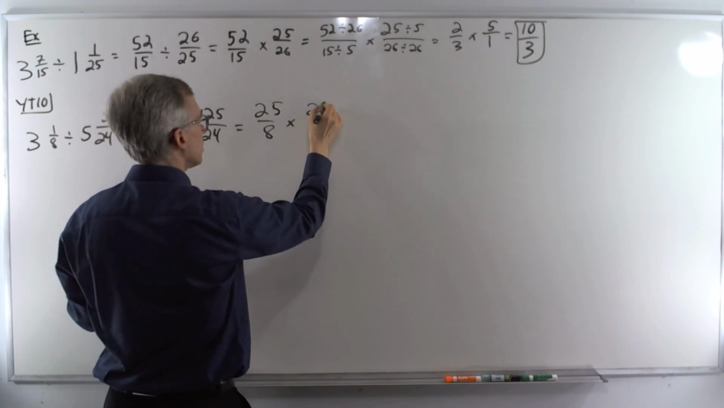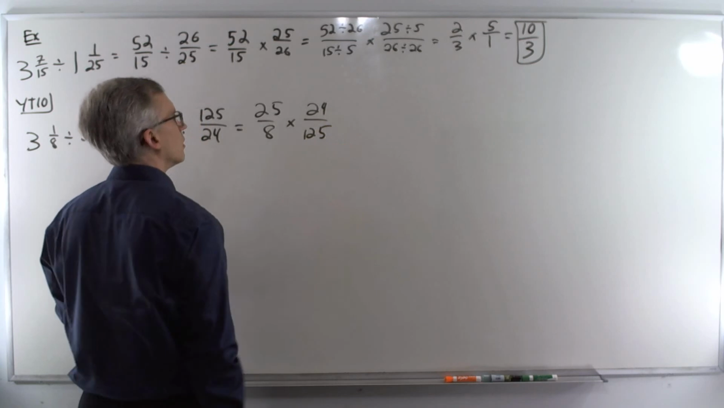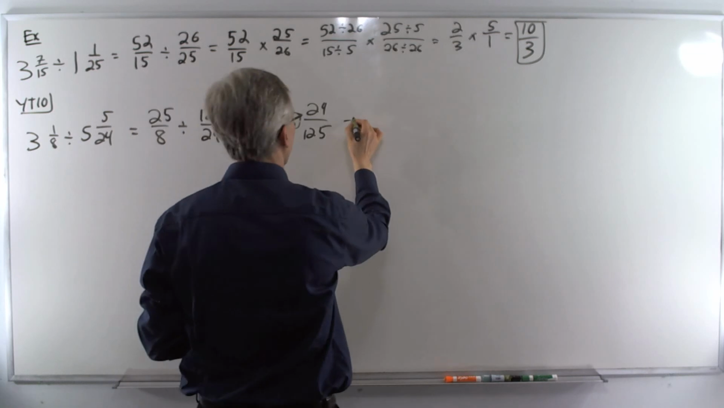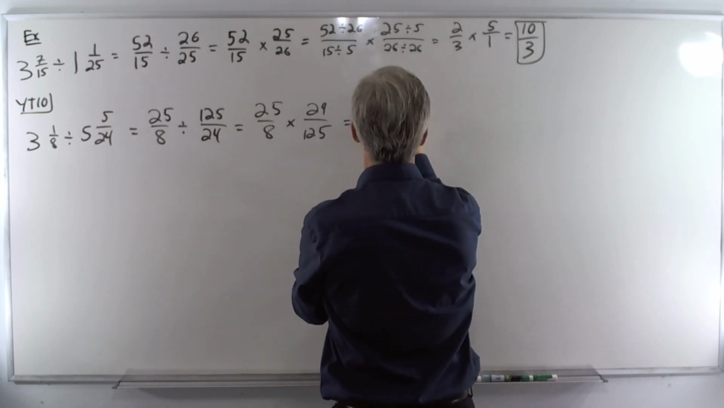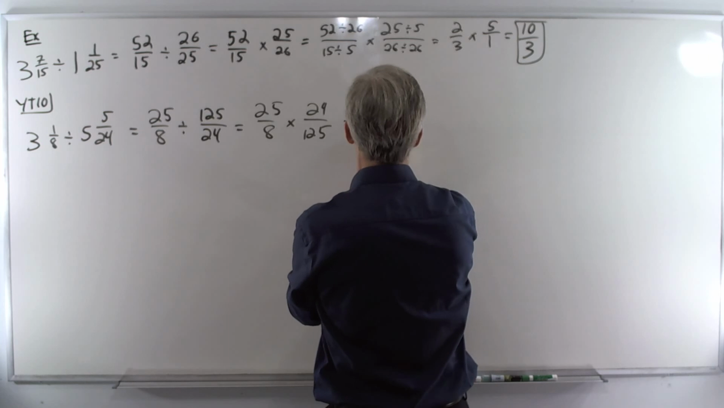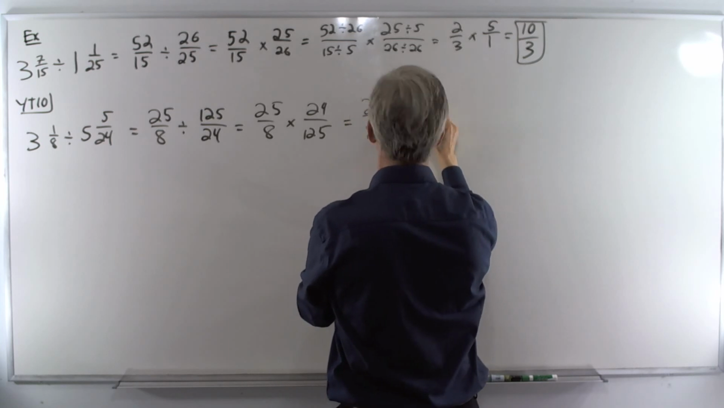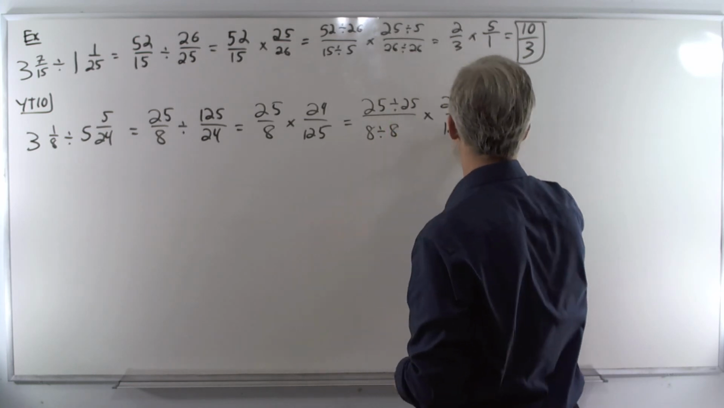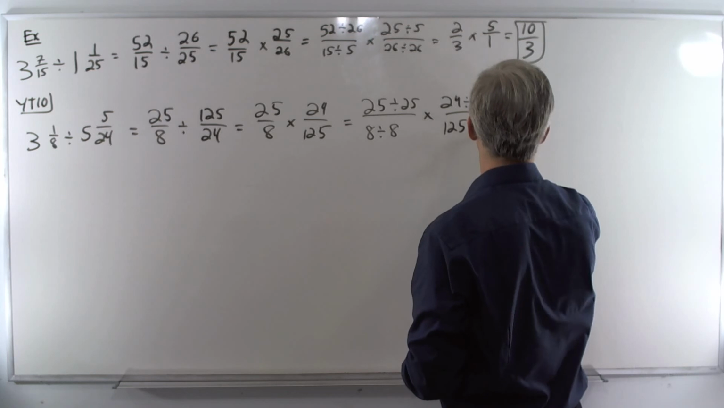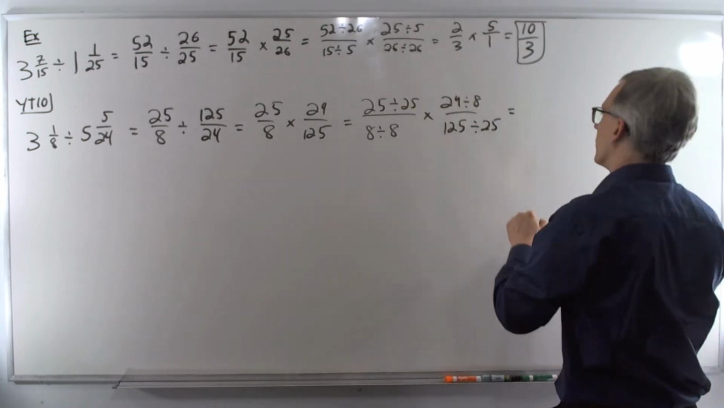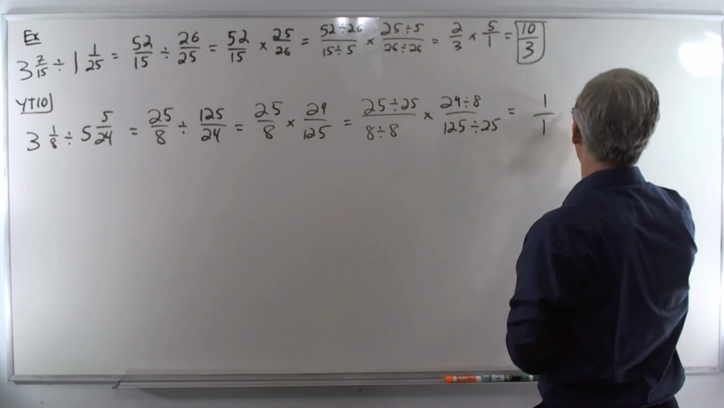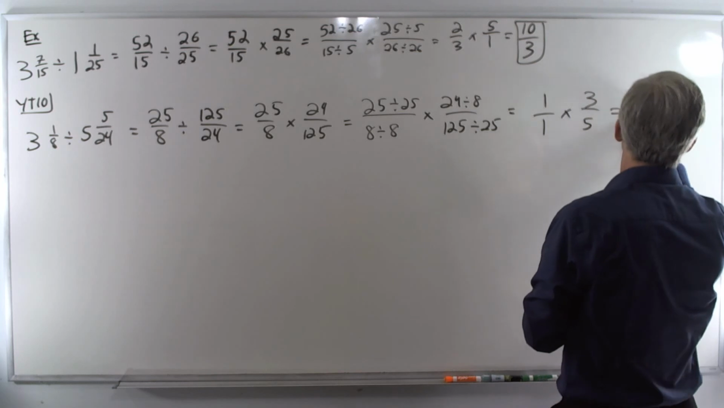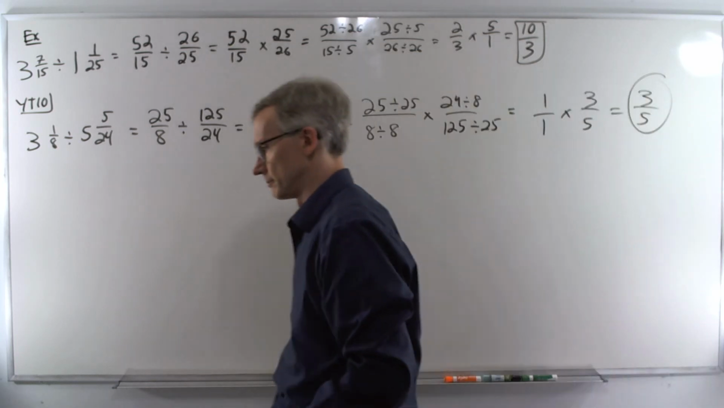Converting to multiplication. Alright, now common factors. Looks like we have a common factor of 8 here and 25 here. So we'll divide by 25 and divide by 8. And 125 divided by 25. Okay. Got a 1 and a 1. 3 and 5. So we're just multiplying by 1s, so we get 3/5.